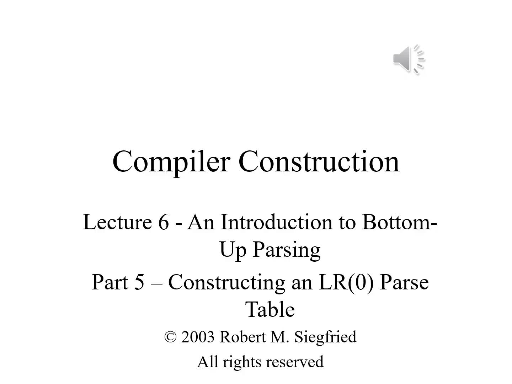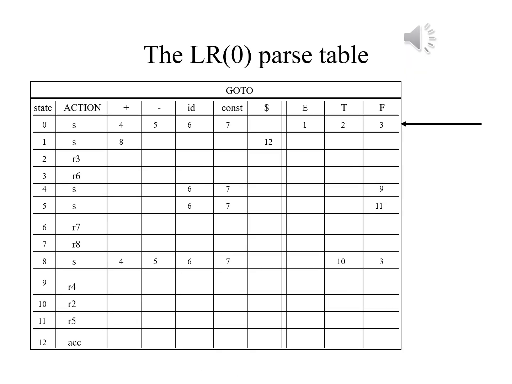In Part 5 of Lecture 6, we will discuss constructing an LR(0) parse table. Let's put the parse table together. State 0 is a non-final state. All the dots are before the end of their respective item. That means the action is shift.